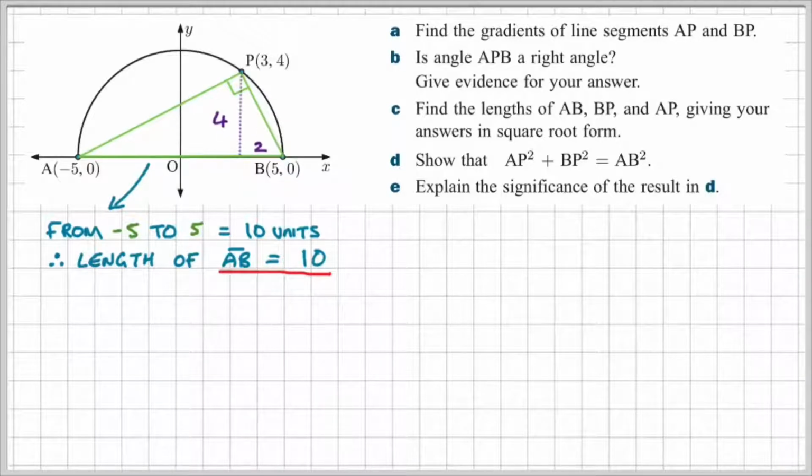Now if you look closely, we can draw a right angled triangle which has a rise of 4 units and a run of 2 units. We can work that out from the coordinate points that they've given us. From 0 to 4 is a rise of 4 units, and from 5 to 3 we have a run of 2 units. So we can use that to set up Pythagoras and work out what the length of BP would be as the hypotenuse.